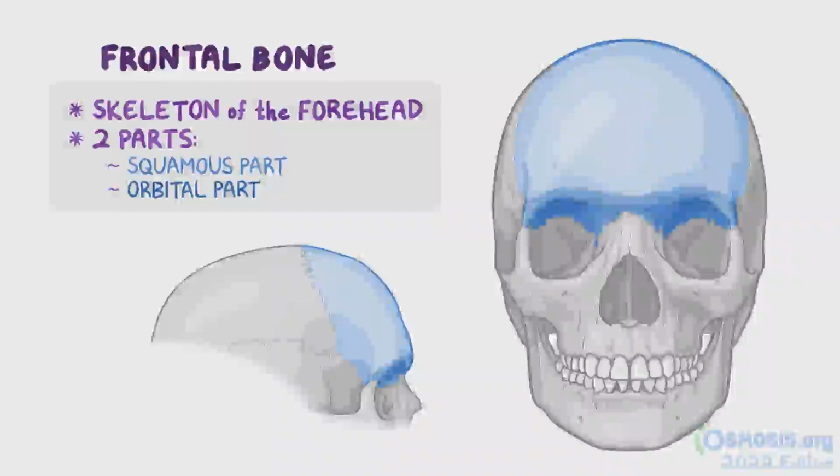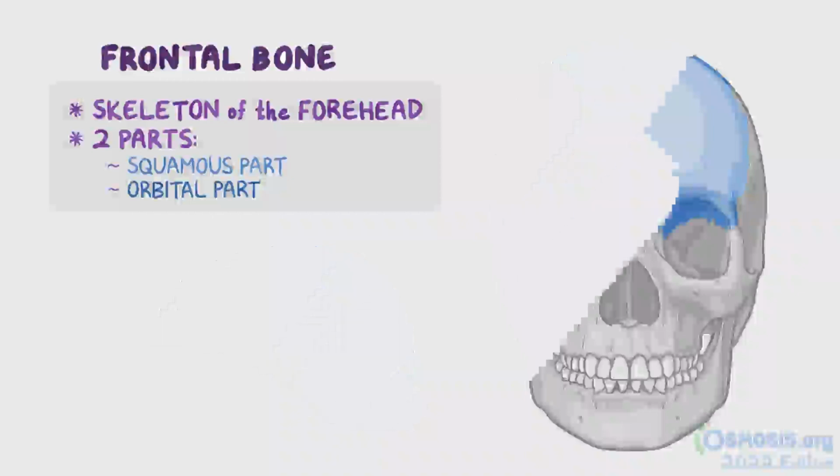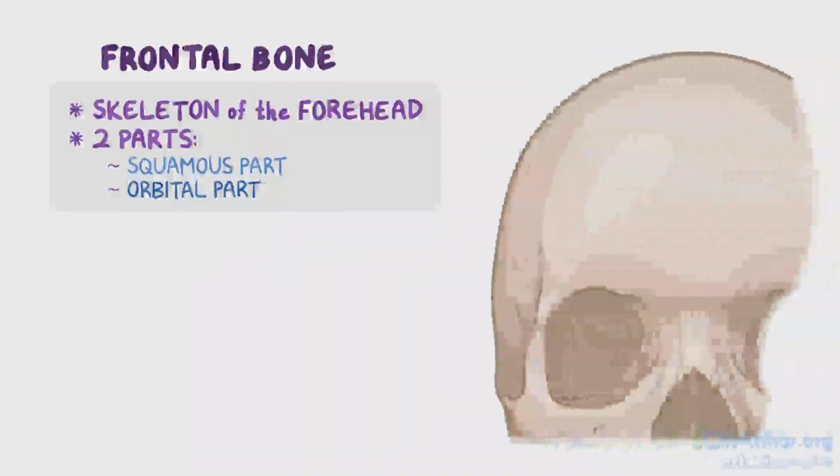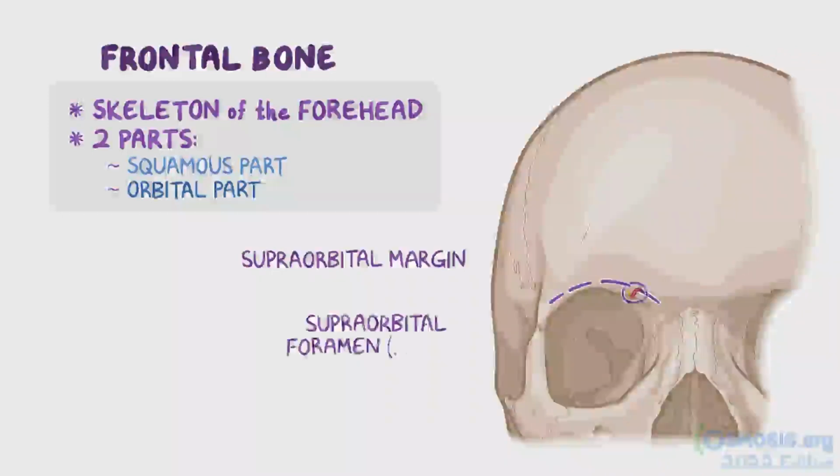An external view of the bone shows, right where these two portions of the frontal bone bind, the supraorbital margins, a ridge above the orbit on each side. In the medial part of each one, the supraorbital nerve and vessels pass through the supraorbital foramen or notch.